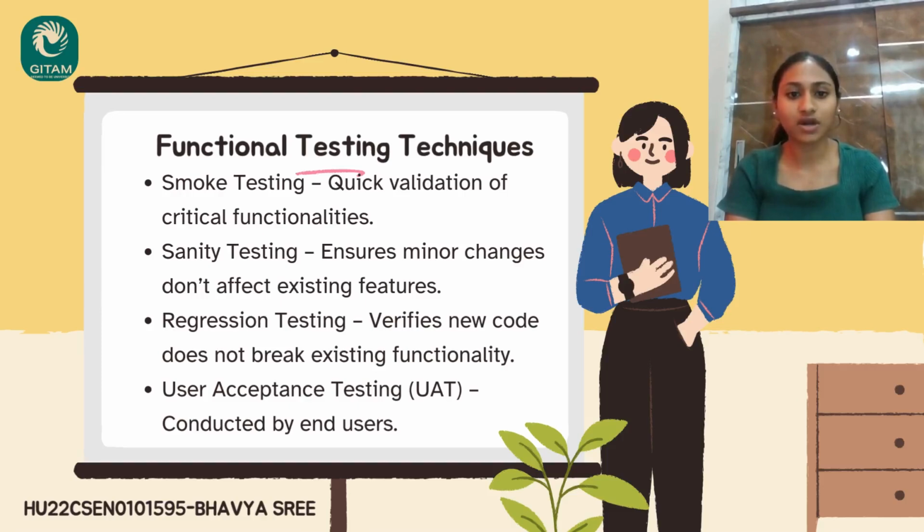And let us go to the next one, that is user acceptance testing, called UAT. This is the final step before deployment. Real users test the application to see if it meets their needs. If users are happy, the software is good to go. So each of these techniques plays a crucial role in ensuring the software is reliable, bug-free, and meets requirements.